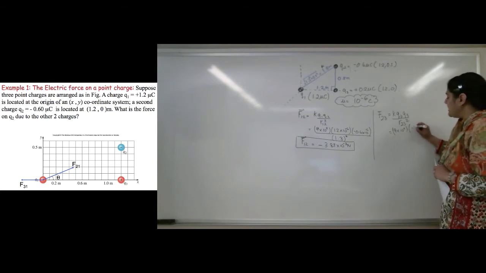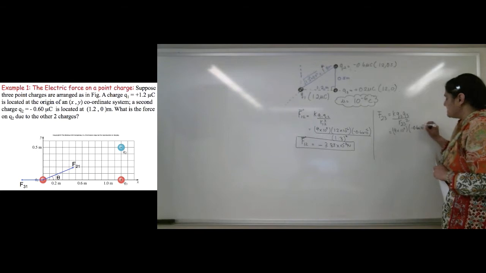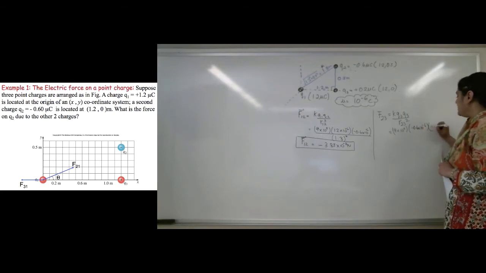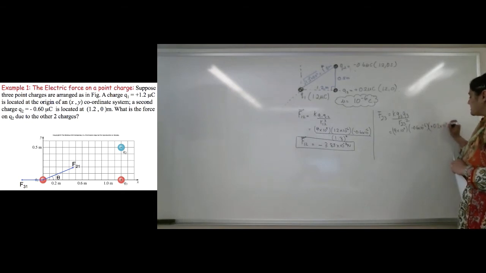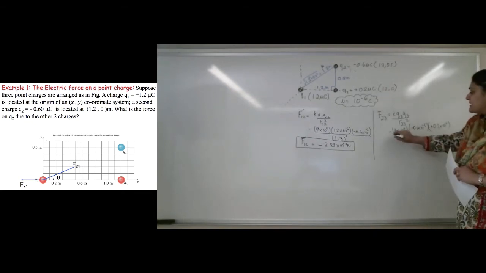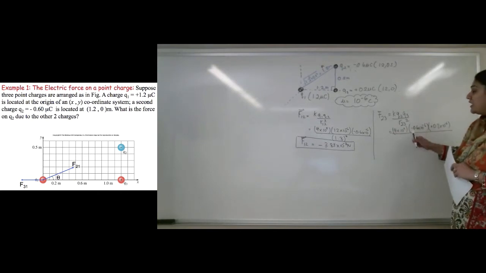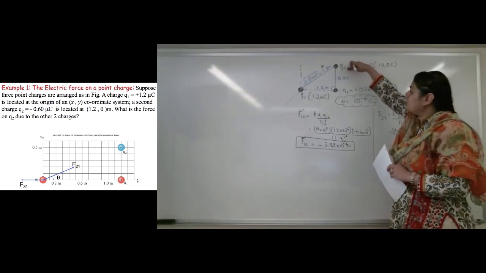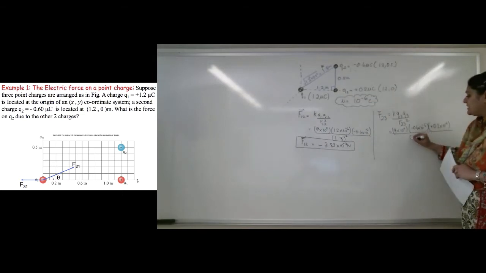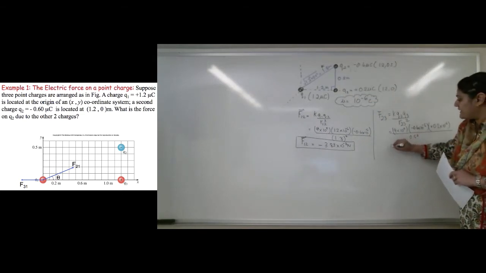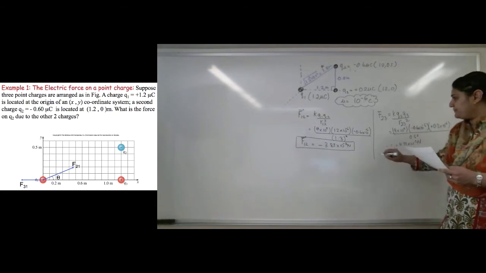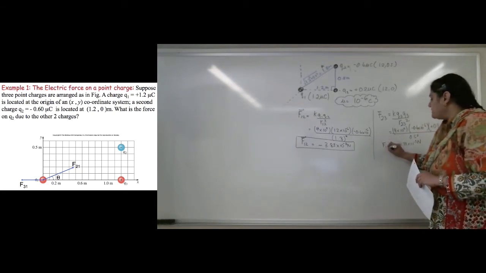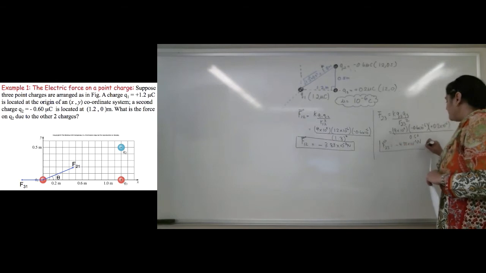Q2 is minus 0.6 times 10 to the minus 6. Q3 is plus 0.2 times 10 to the minus 6. So if you notice, all I'm doing is putting numbers in, divided by R23, which is 0.5. 0.5 squared, and if I've done my math correctly, I get minus 4.32 times 10 to the minus 3 newtons. So F23 is going to be that.